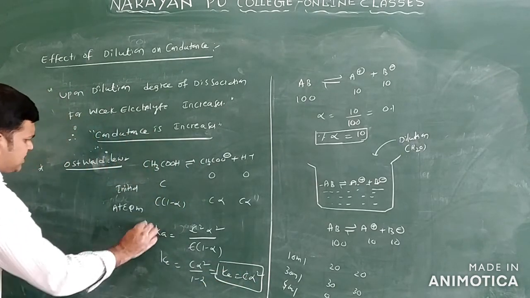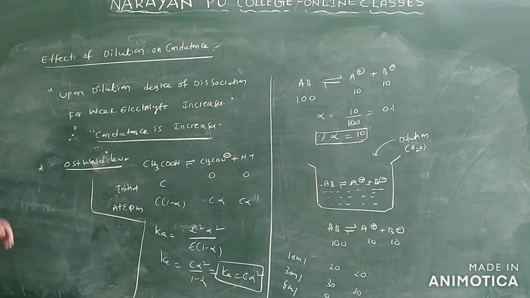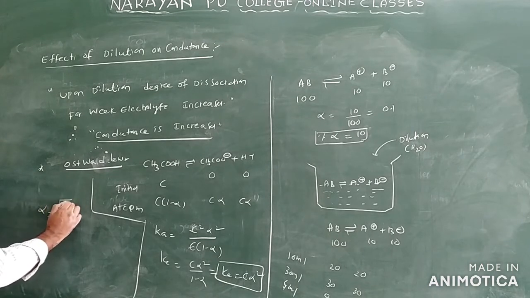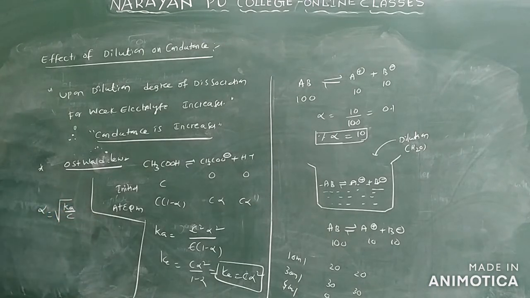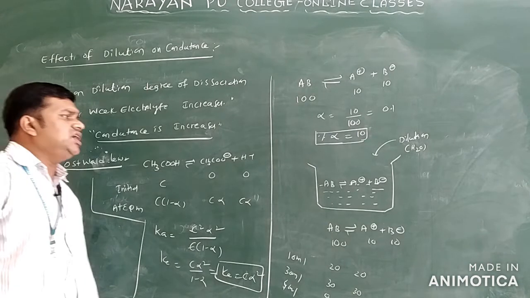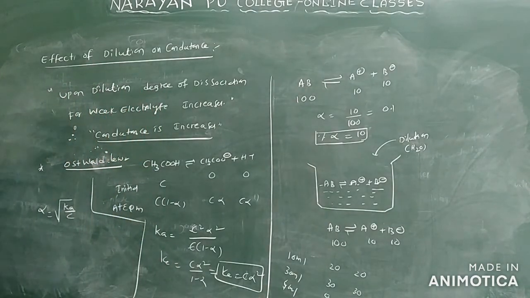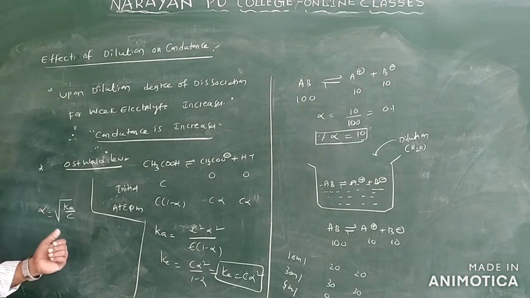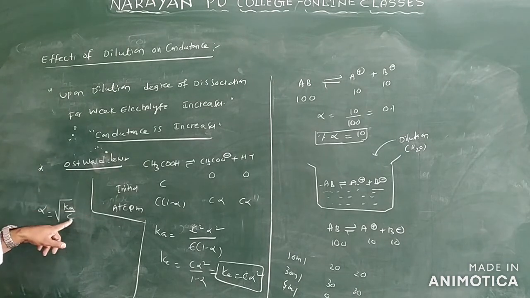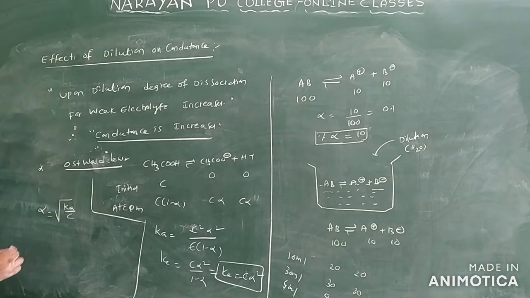Already it is discussed in ionic equilibrium. From this Ka, alpha I am writing here. Alpha is equal to the square root of Ka by C only. What is alpha? Alpha is the degree of dissociation for the weak electrolytes only. So here we can see the relation between alpha and concentration only. When the degree of dissociation increases, the concentration of the solution decreases, but the conductance of the solution increases only. What is alpha? I told you, the degree of dissociation for the weak electrolyte only.